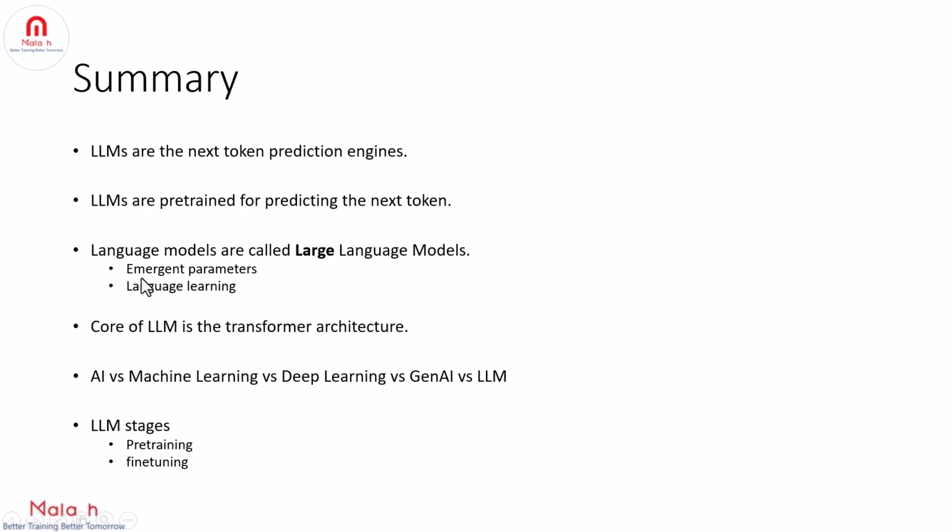Because we have two reasons, right? Emergent properties and language learning. Emergent properties means accuracy is directly proportional to the number of parameters, and language learning means they need more parameters so they can learn the language effectively, right? The core of an LLM is the transformer architecture, and we also learned the difference between AI, machine learning, deep learning, generative AI and LLM, right? Finally we learned that an LLM has two stages, pre-training and fine-tuning. Fine-tuning comes after pre-training, right? So that's all about LLMs.